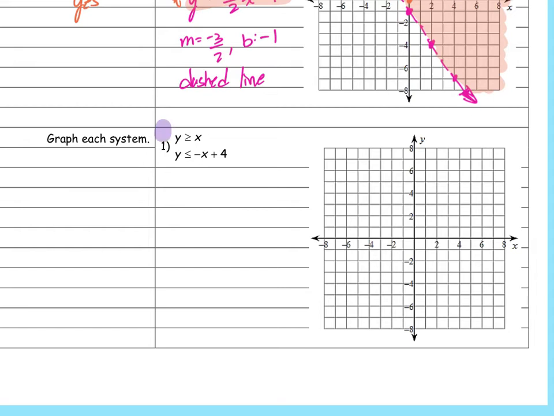So I've got line 1 and line 2. I like labeling my lines so I know which one I'm working with. So I'm going to do line 1 first. Line 1 is y is greater than or equal to x. It's already solved for y, so I don't have to do anything. So my slope is 1 over 1. My y-intercept is 0, and it's a solid line. So I've got 0, 0, up 1 over 1, and it's a solid line.